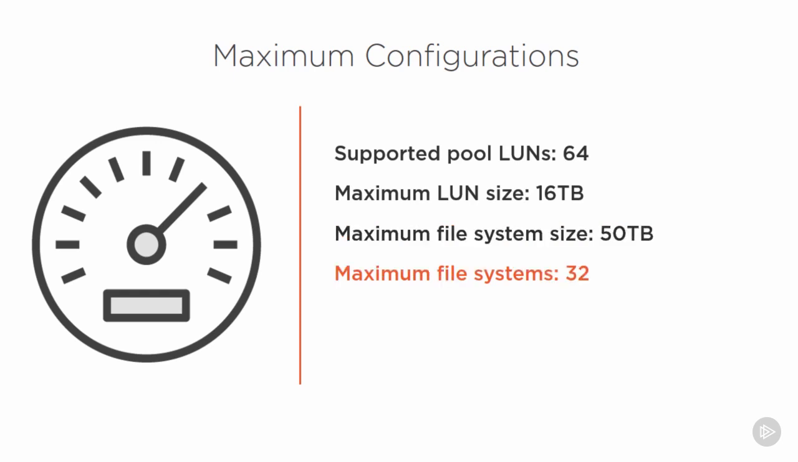Maximum number of file systems that you can have is 32. Again, the VSA is really meant to be a good, solid, small scale virtual storage appliance that you can deploy in remote offices or for very specific use cases. So if you have a need to have more than 32 file systems, the Unity VSA will not be the right solution for you.